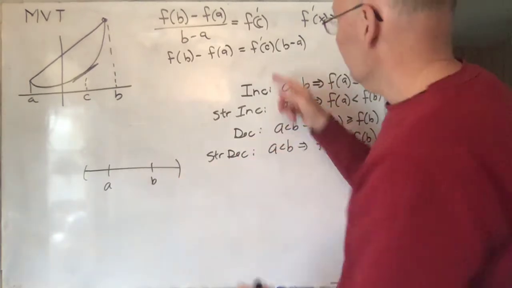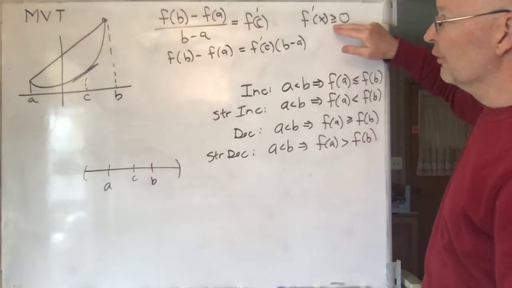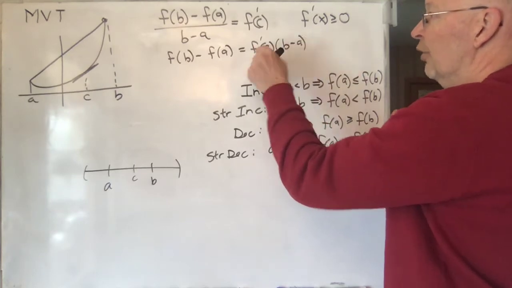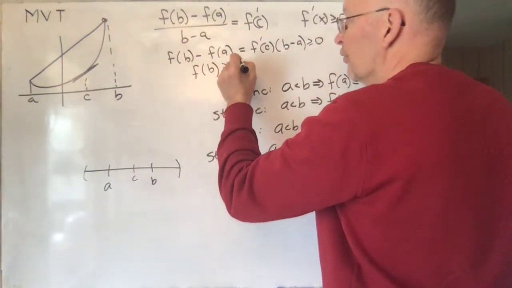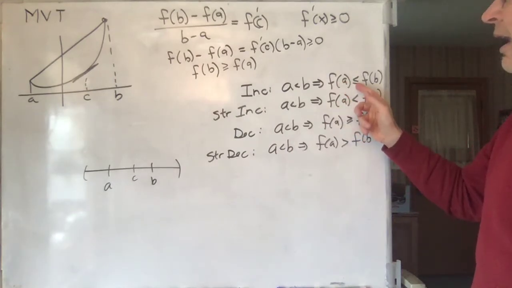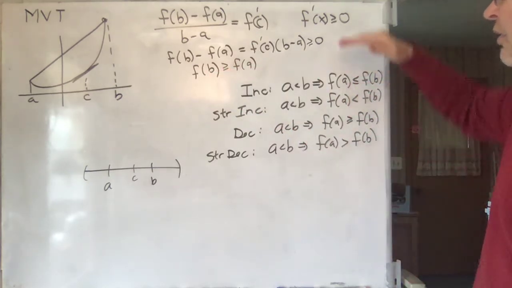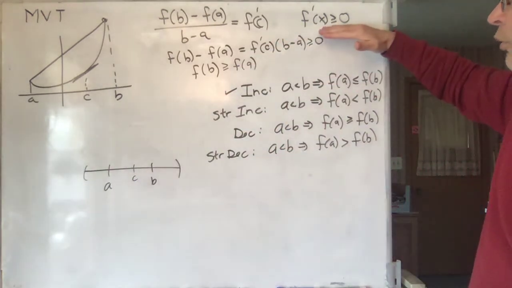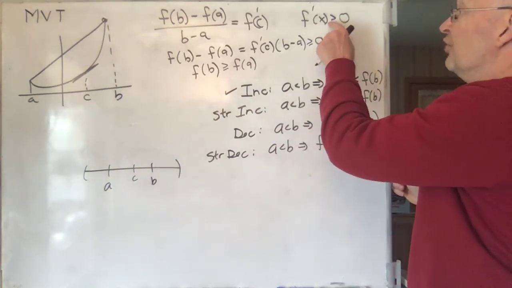But now, whatever this c happens to be, because everywhere here the derivative is positive, or I should say at least non-negative, greater than or equal to 0, then this thing right here is greater than or equal to 0, this is greater than or equal to 0, and so this whole thing is greater than or equal to 0. So you can bring this over and you get f of b is greater than or equal to f of a. A less than b, f of a is less than or equal to f of b. In other words, this function is increasing. If the derivative everywhere in here is greater than or equal to 0, then on that interval, the function is increasing.